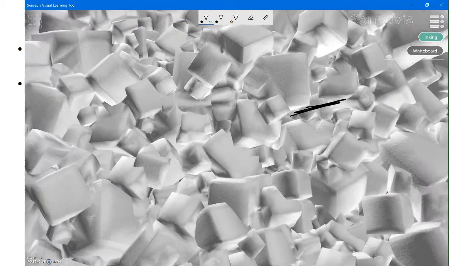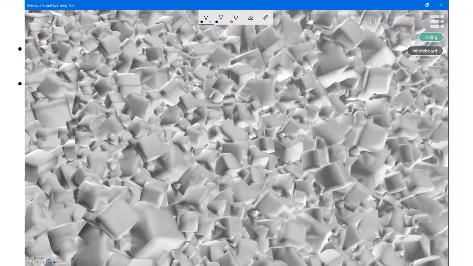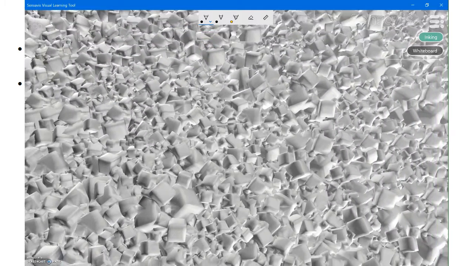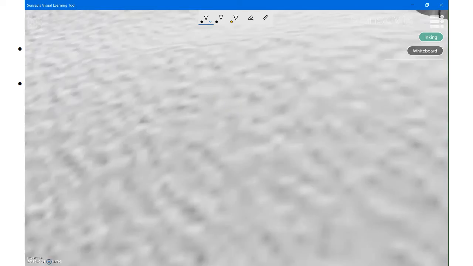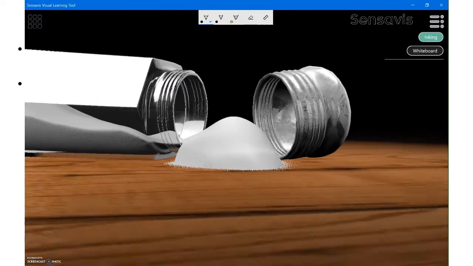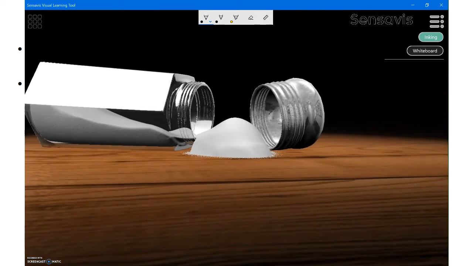And this is what it looks like as we come out, the actual sodium chloride crystals. I've just zoomed in on the crystals, and there we have the salt now on our table. So that's what we're actually looking at when we are looking at salt. We're actually looking at a crystal.